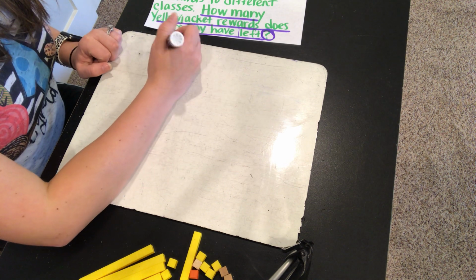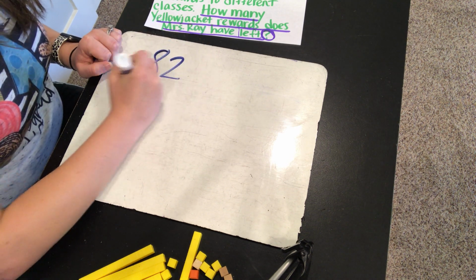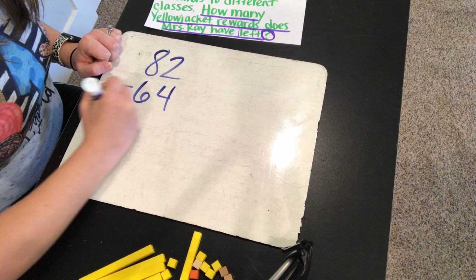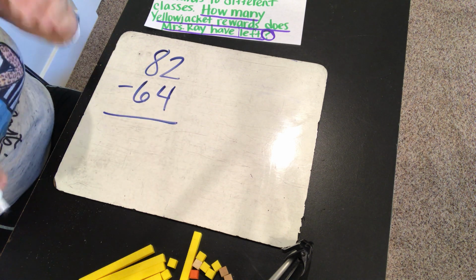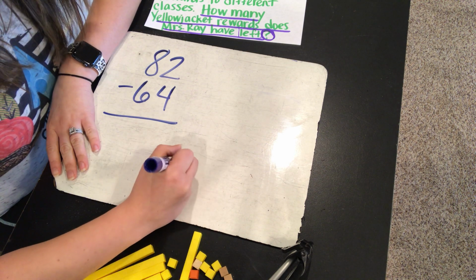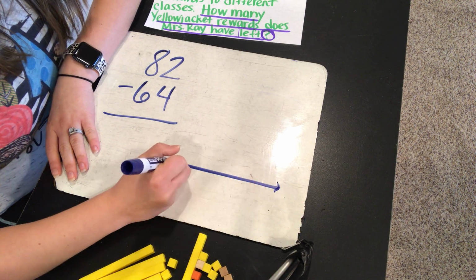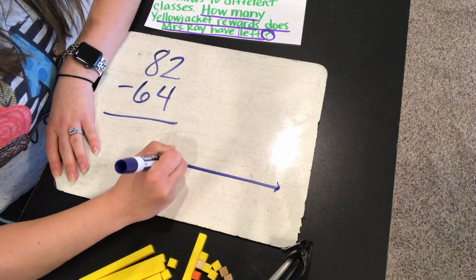Let's start with 82 minus 64. Let's use an open number line to solve this problem. Okay, so I'm going to draw my number line.